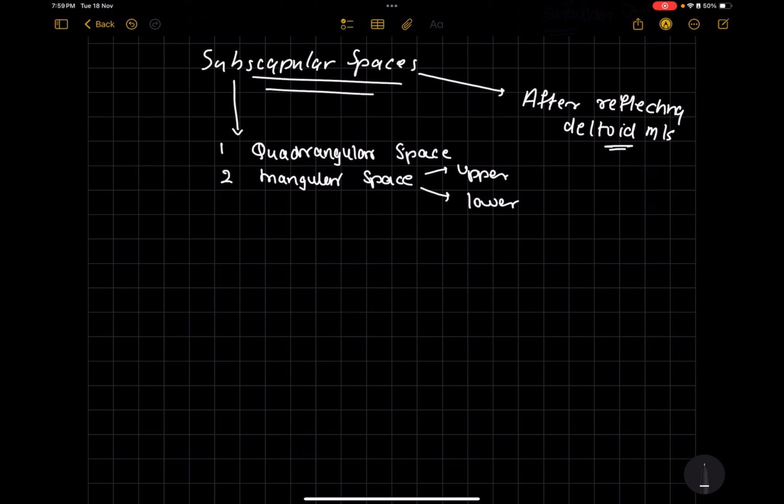Okay, from the subscapular spaces, you just have to remember the boundaries and content, nothing more than that. Boundaries and content. Okay, starting with just a simple diagram.